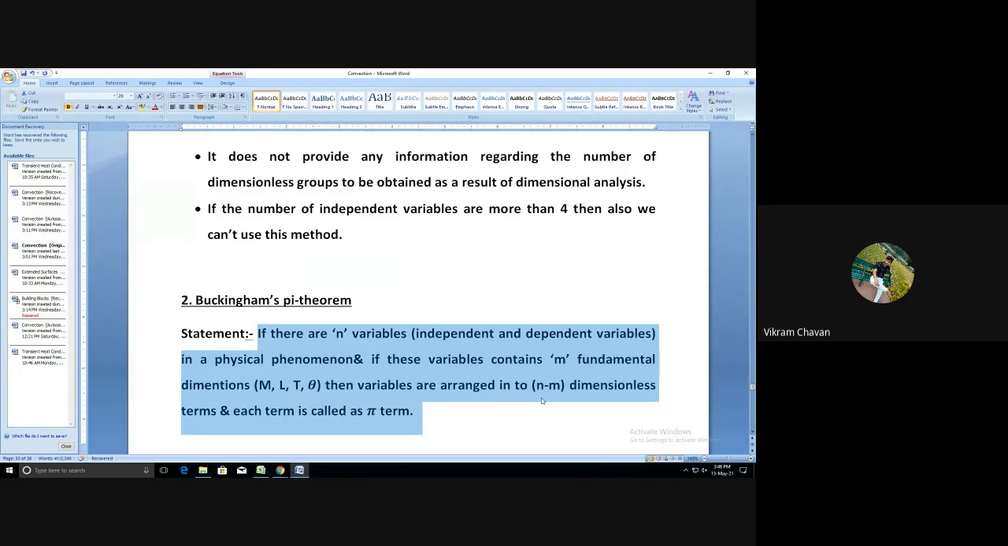So write down the Buckingham Pi theorem.